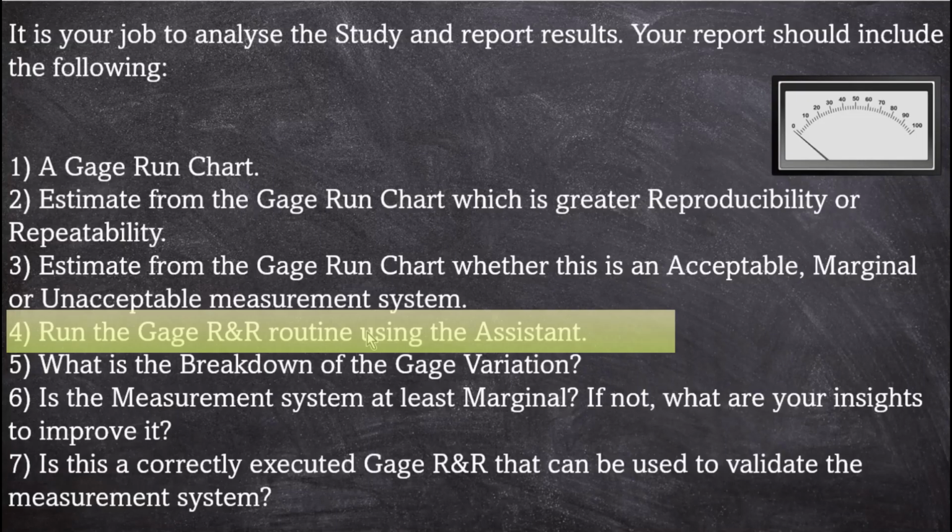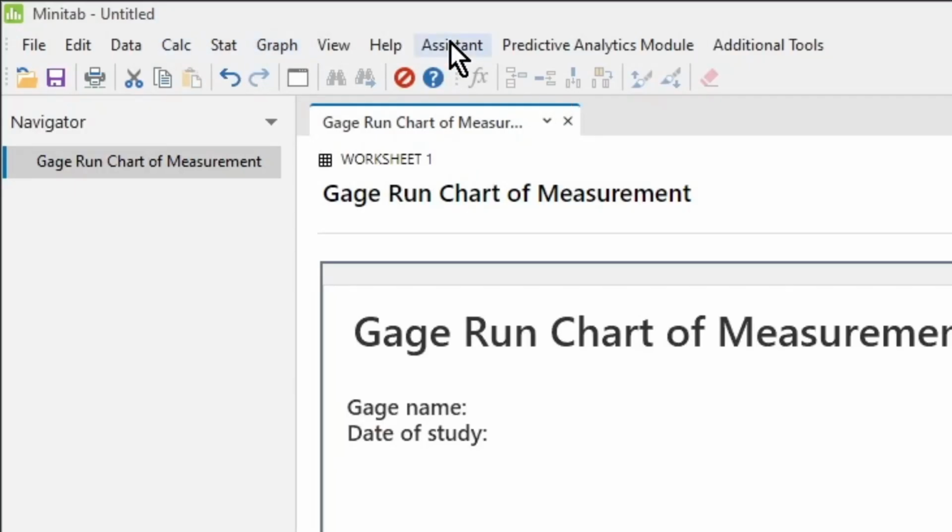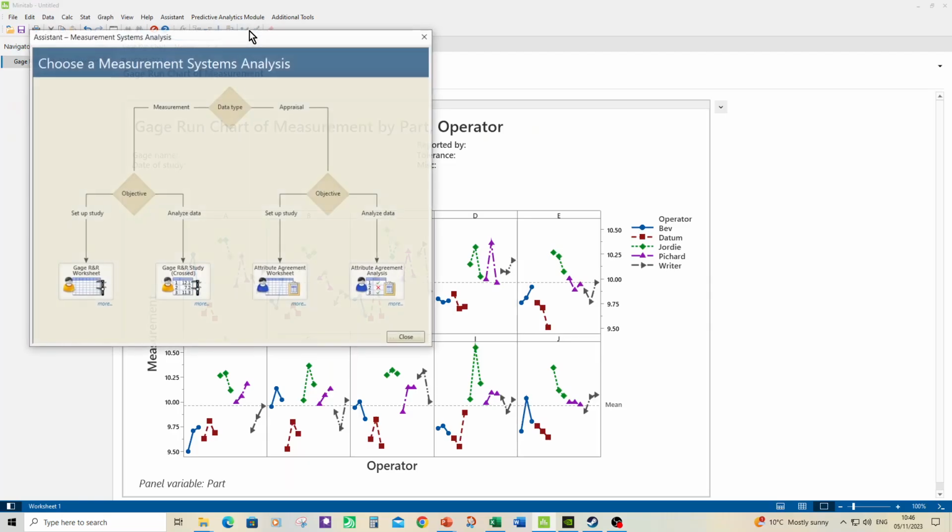Part 4 of our report needs to be run the Gage R&R routine using the assistant. So we'll do that now. So click on Assistant, Measurement System Analysis, and following the flowchart we want to run the Gage R&R study crossed.